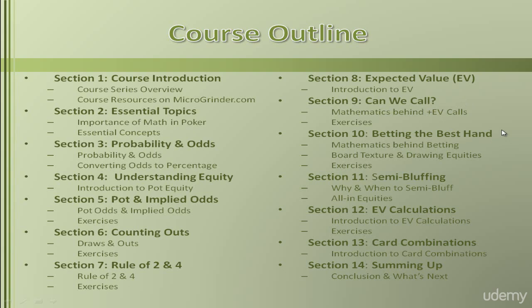Section 11, we're going to talk about the concept of semi-bluffing. So we're going to talk about why and when we should semi-bluff. We'll talk about the mathematics behind it based upon our equities, and specifically we're going to be talking about all-in equities. Section 12, we're going to be talking about EV calculations. We'll be doing some exercises behind that, and we're just going to be talking about really basic EV calculations. That may not make sense right now, but once I introduce the concept of EV, it'll make sense once we break into doing our EV calculations.